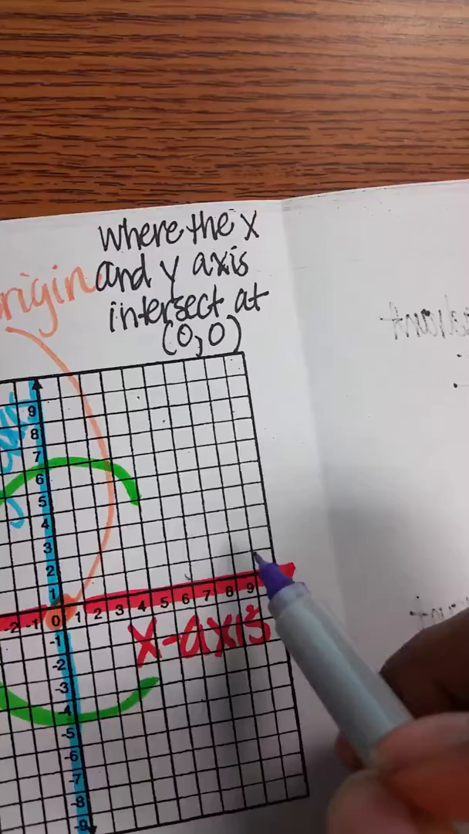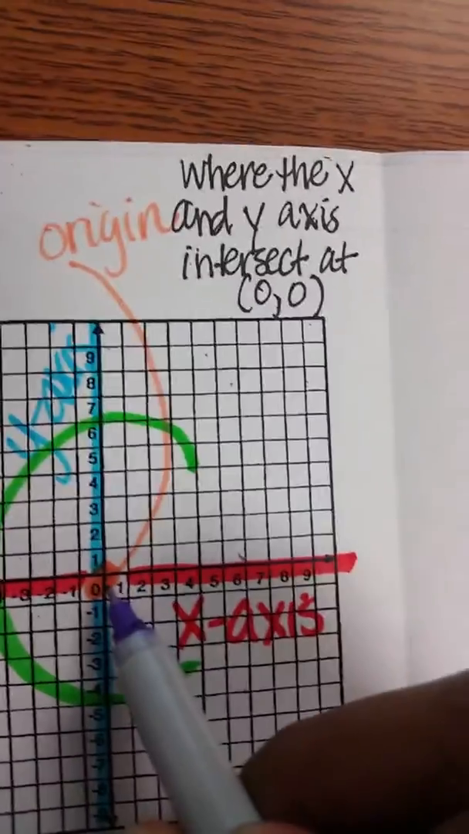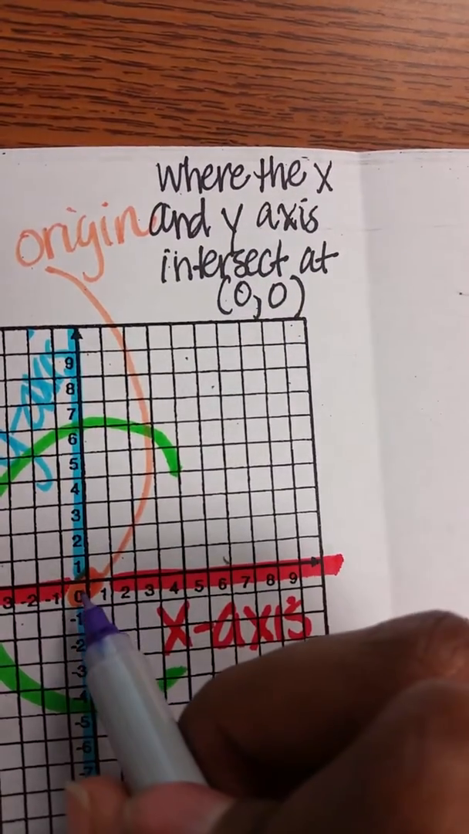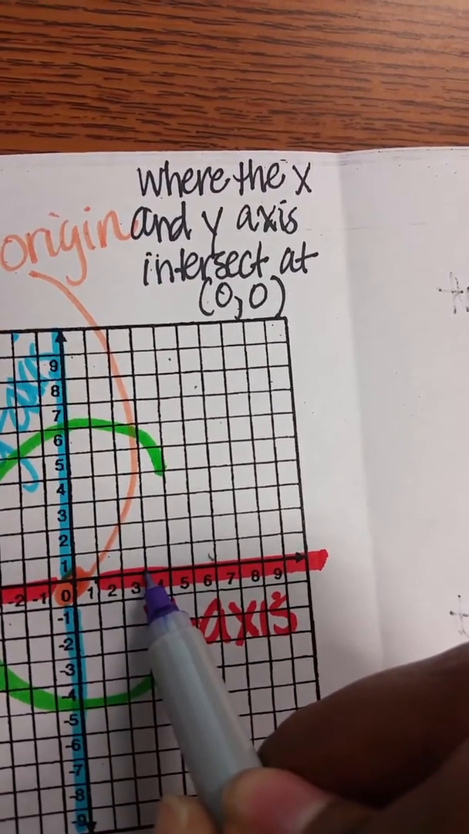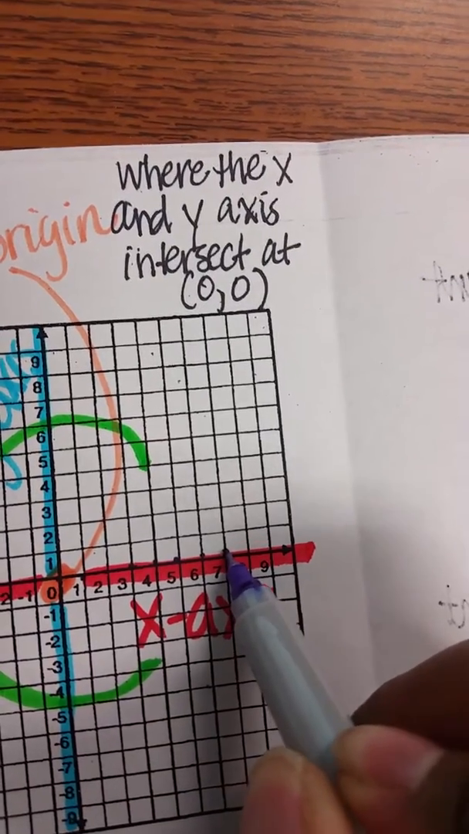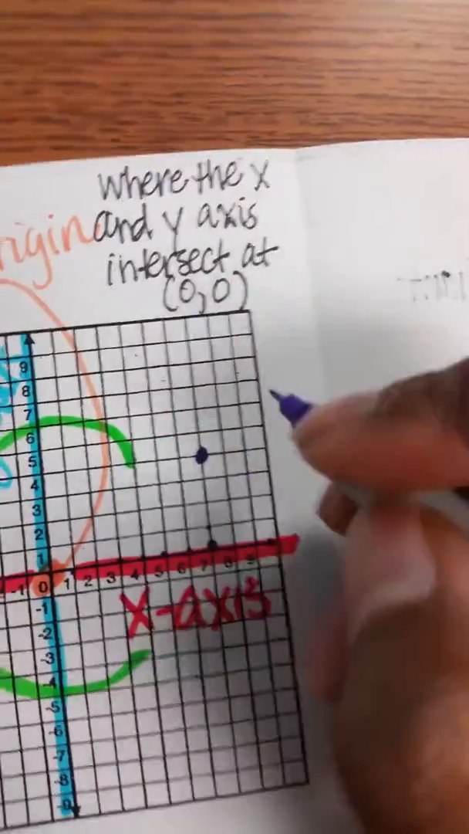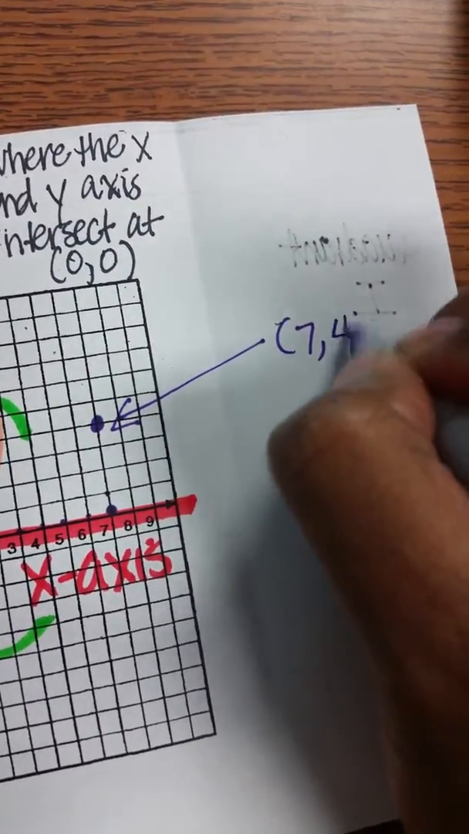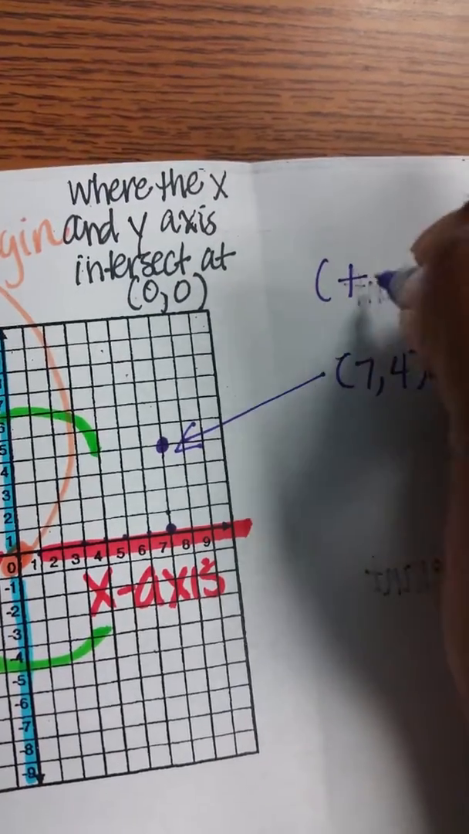Now we're going to pick a point over here in quadrant 1, and I'm going to pick the point 7, 4. I'll start at my origin. My first number will be my x, and my second number is my y. So I go over 7, 1, 2, 3, 4, 5, 6, 7, and I'm going to go up 4, 1, 2, 3, 4. And I'm going to label that point 7, 4.